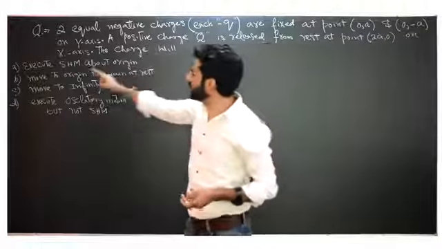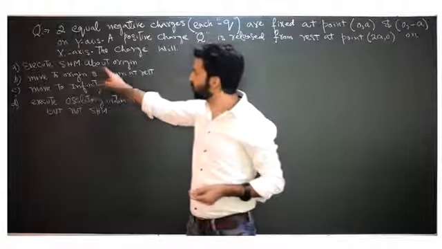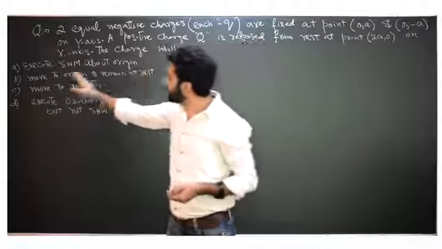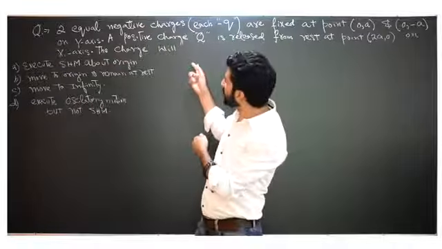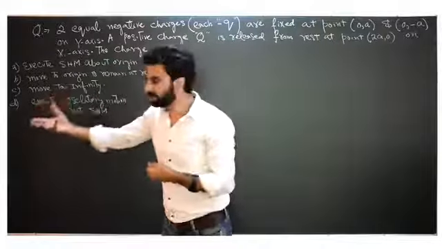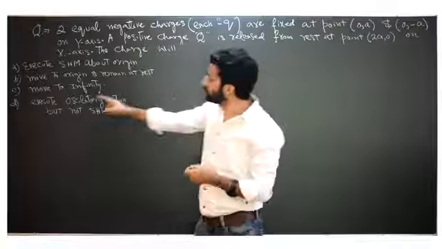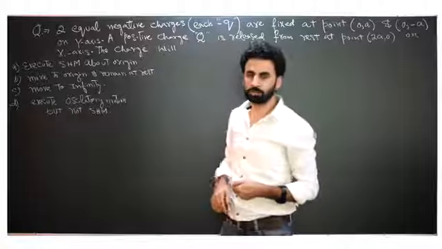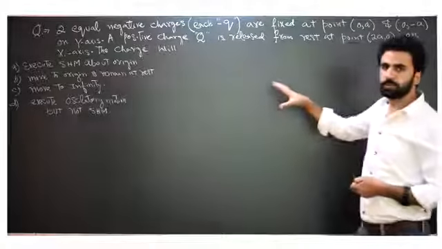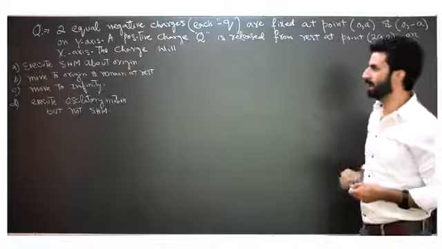The charge will execute simple harmonic motion about the origin, or the charge will move to the origin and remain at rest, or the charge will move to infinity, or the charge will execute oscillatory motion but not simple harmonic motion. Now, this is the thing which we are supposed to look at.